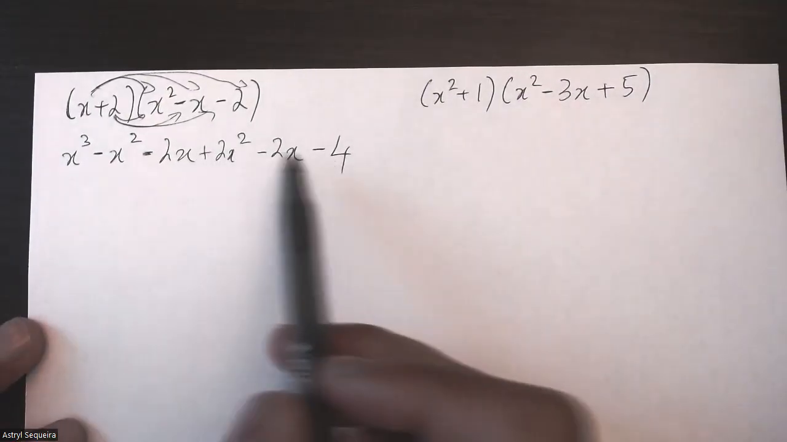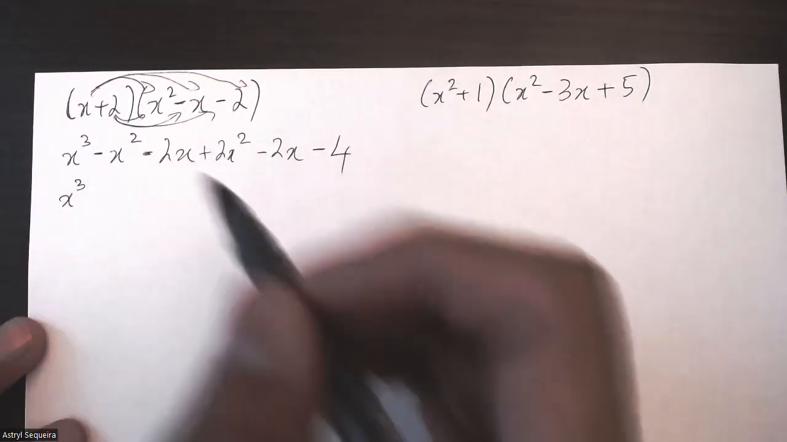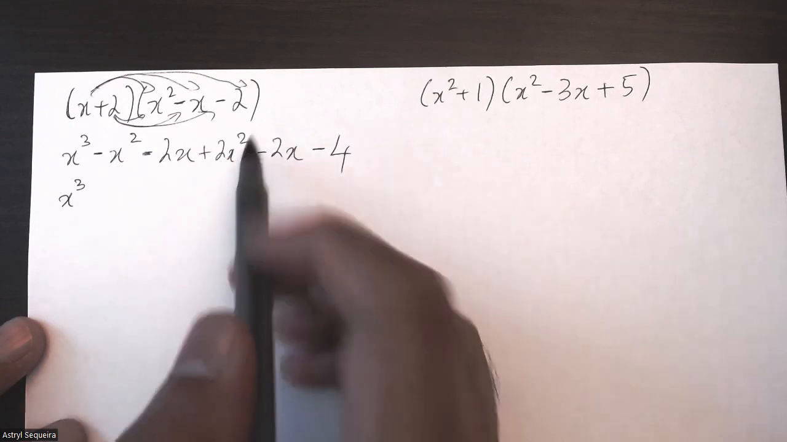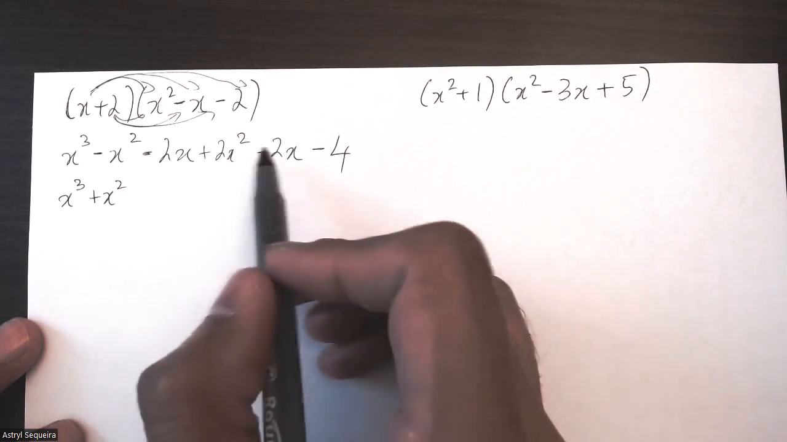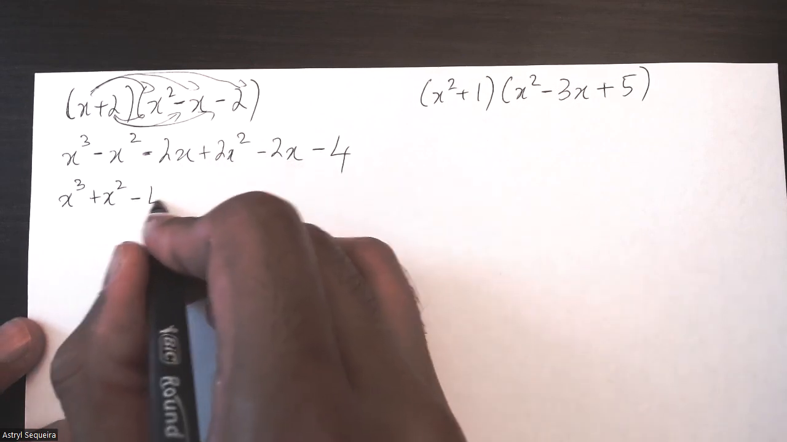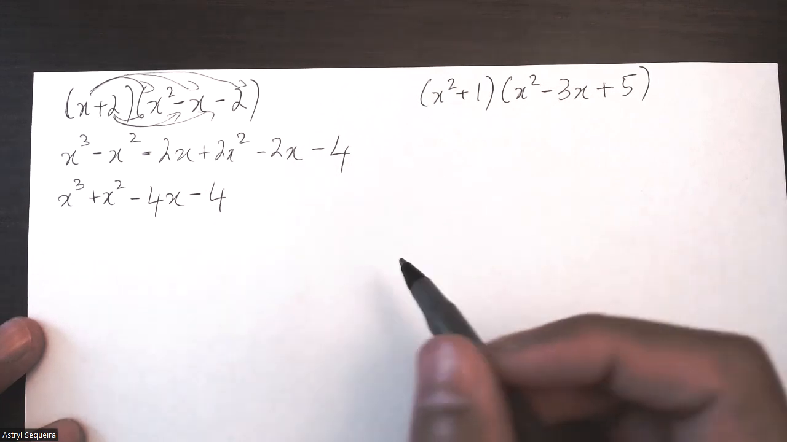Once I multiply everything out, I'm just going to combine like terms. So there's only one x cubed term. Negative x squared plus 2x squared is just x squared. Negative 2x minus 2x is negative 4x. And I just have the constant of negative 4 at the end.